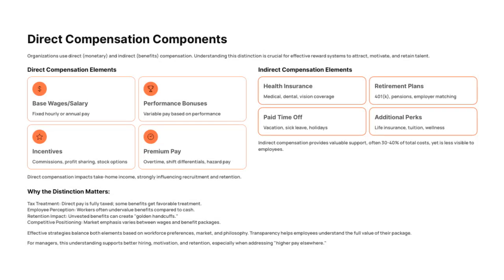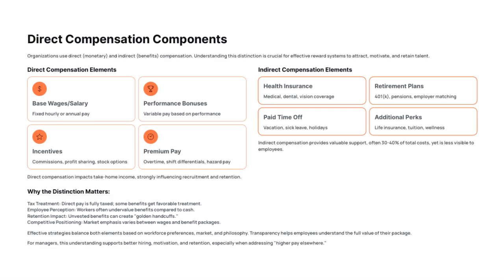Understanding these concepts is especially important for managers because it helps us make better decisions around hiring, motivating, and retaining employees. When employees consider higher pay elsewhere, having a well-structured mix of direct and indirect compensation can really make a difference. It's about finding the right balance based on what our workforce prefers, what the market demands, and our own company philosophy. Transparency is key here. By clearly communicating the full value of the benefits package, employees can see how their total compensation adds up beyond just their paycheck.